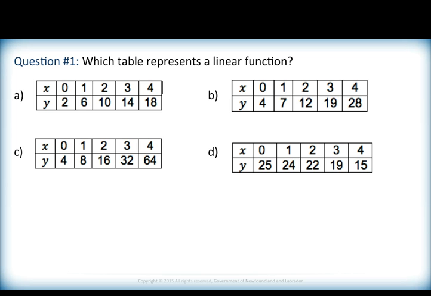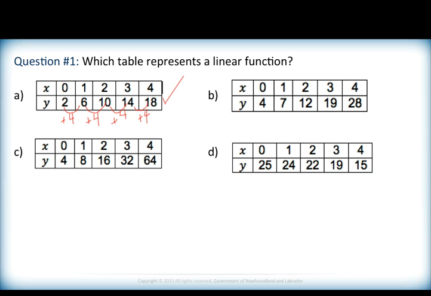So if we look at the first one here, from 2 to 6, we're adding 4. 6 to 10, again, we're adding another positive 4, and a positive 4. So our first one right off the bat here has a constant increase, check. So that would be the solution. But let's look at B, C, and D and look at why they are not linear functions.